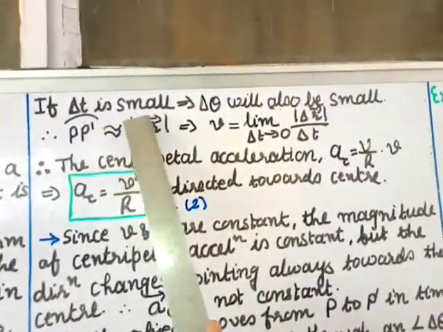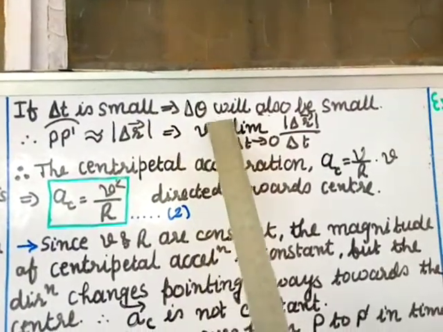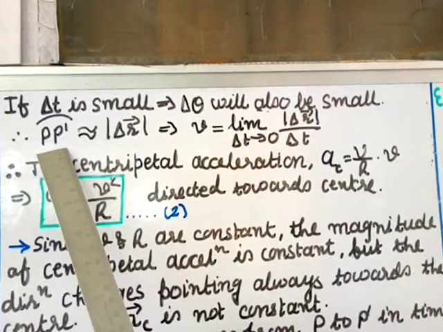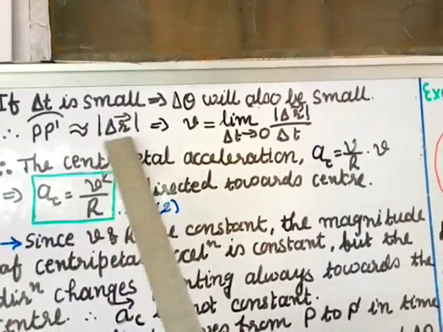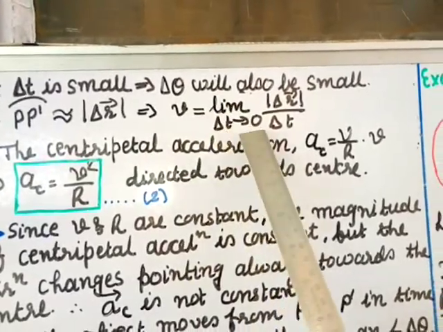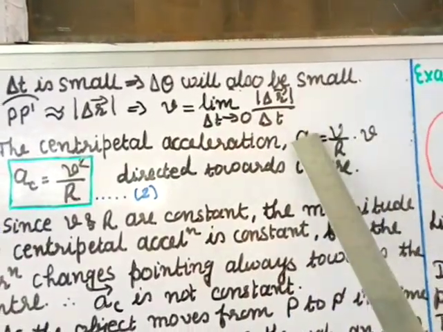If delta t is small, it implies delta theta will also be small. Therefore the chord PP dash is approximately equal to delta r. This implies V equals limit delta t tends to 0, magnitude of delta r by delta t.